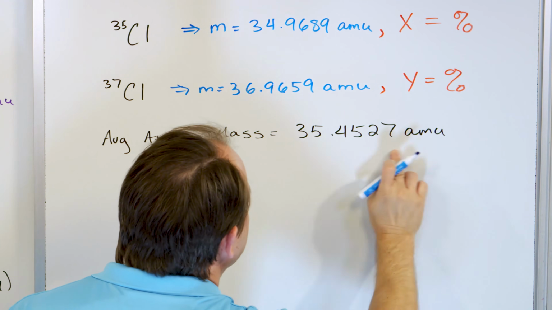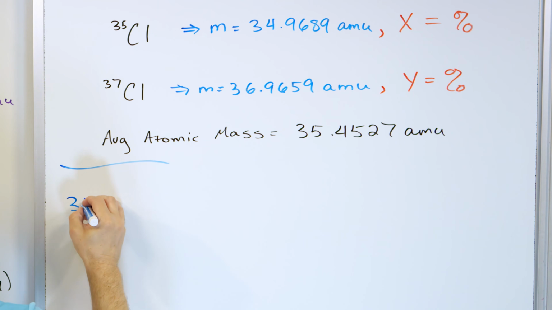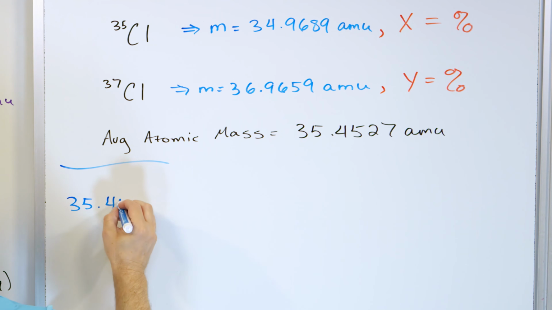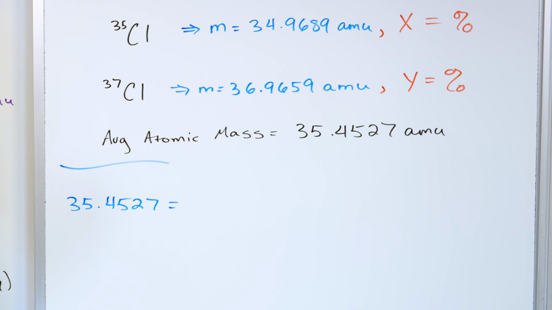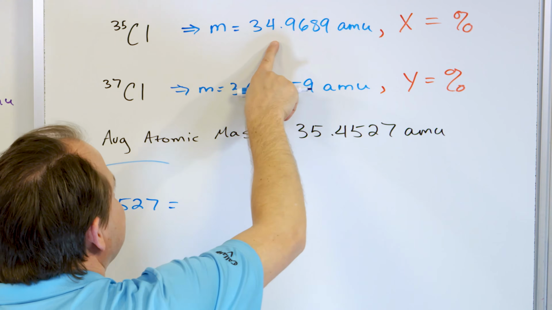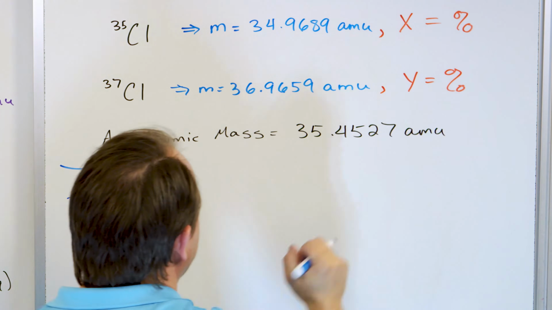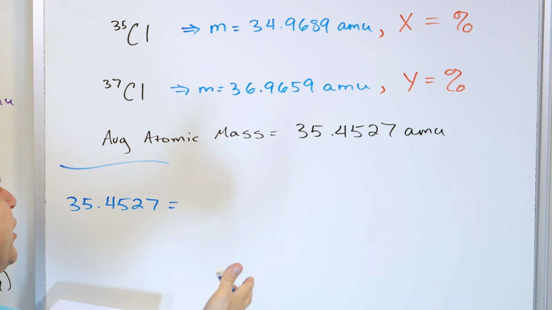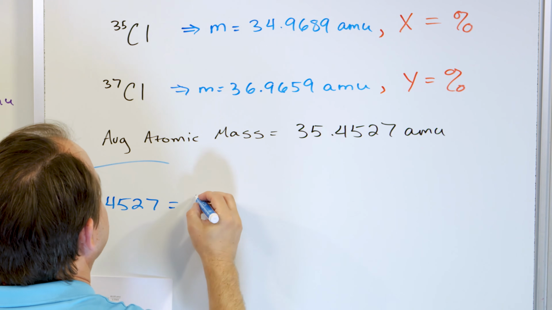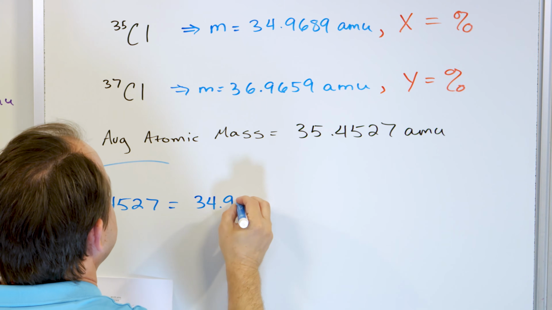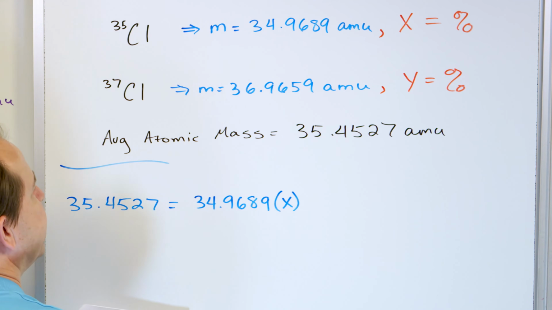We are told that the total atomic mass, the average atomic mass, is this. And so that's 35.4527. That goes on the left-hand side of the equal sign because this is the weighted average of all the isotopes. But we know that this mass is at some unknown abundance, and this mass is a different isotope at yet another totally unknown abundance. So even though you don't know how to proceed, go ahead and write down what you know. So what we have is 34.9689, and then that's multiplied by X, percent abundance, right?